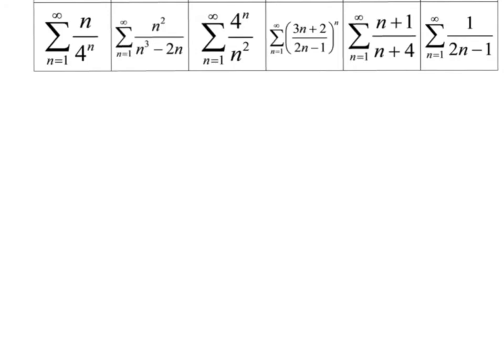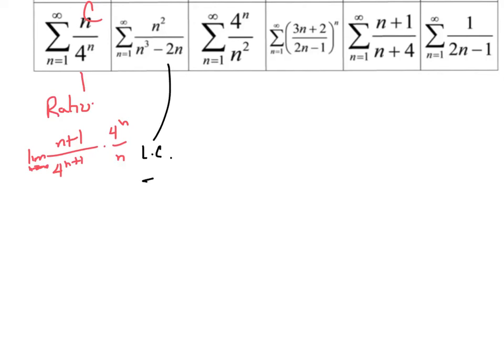Our last ones, again, I would think ratio on this one. And you could clean that up a little bit. This will converge. Okay. For this one, I would think limit comparison. My comparison limit would be 1 over n, which is a convergent p-series. So this will diverge.